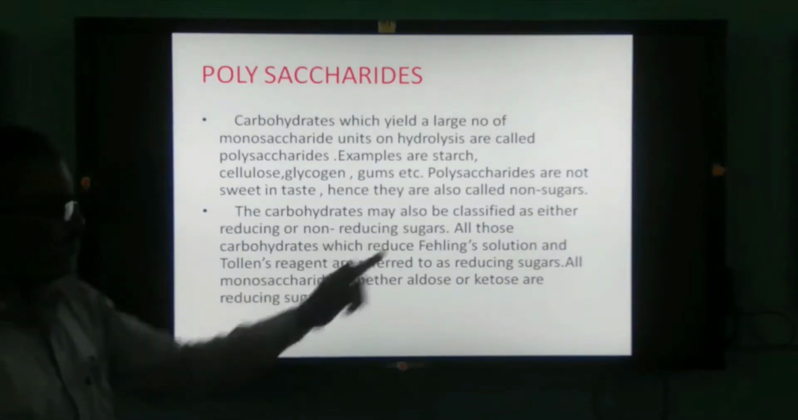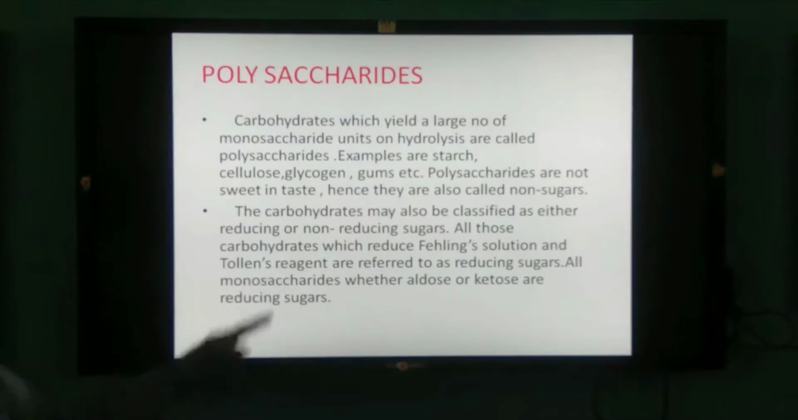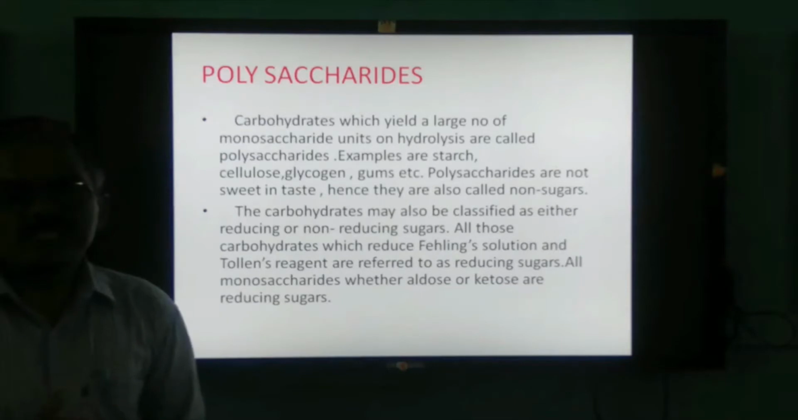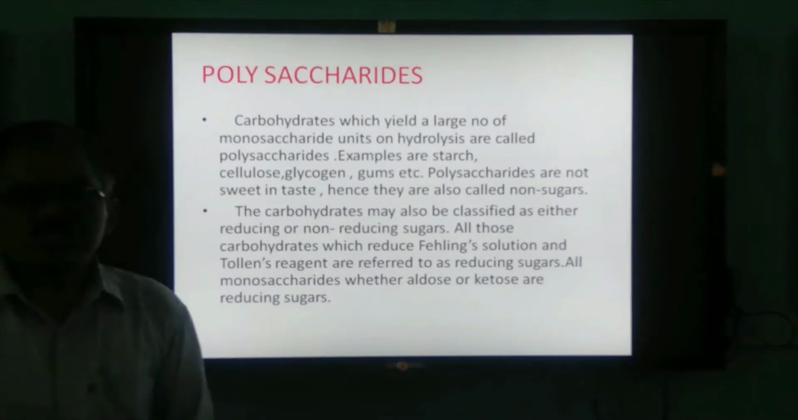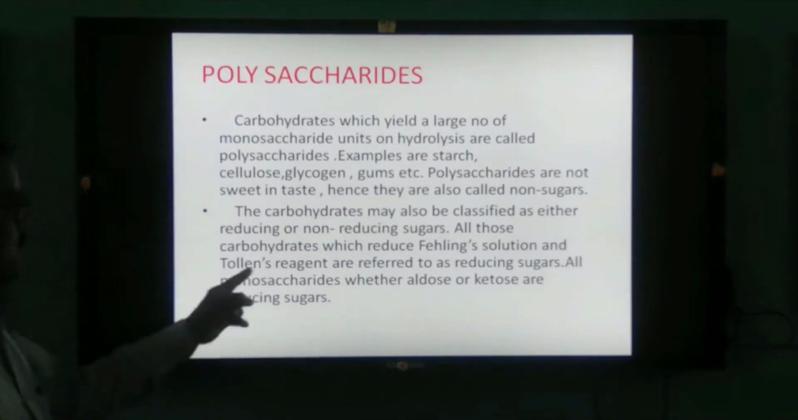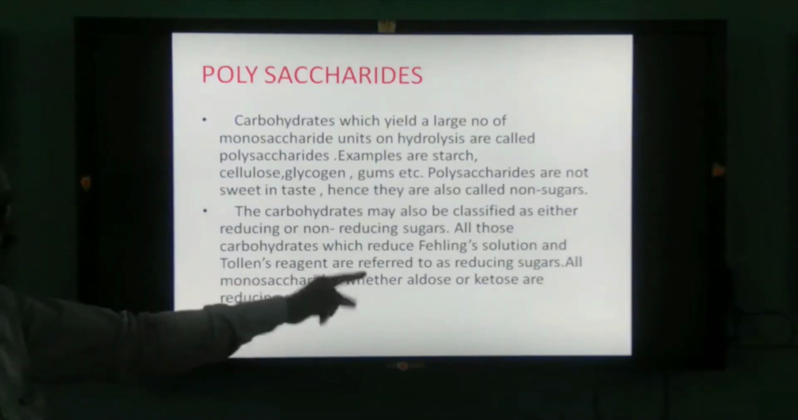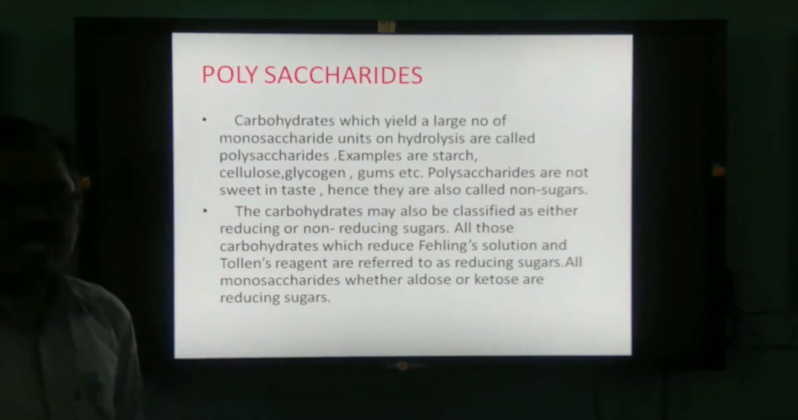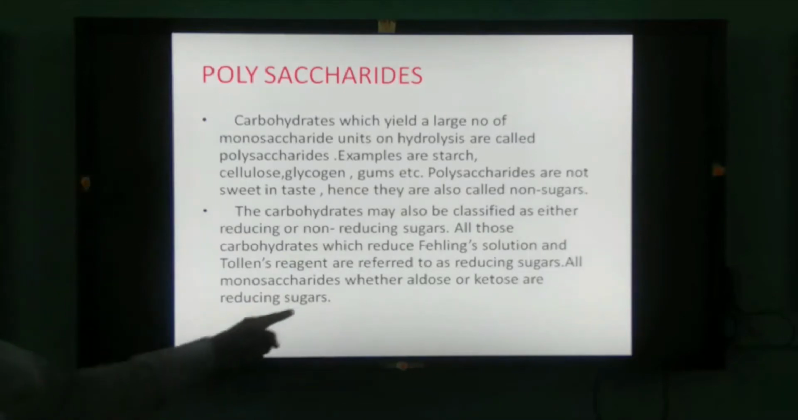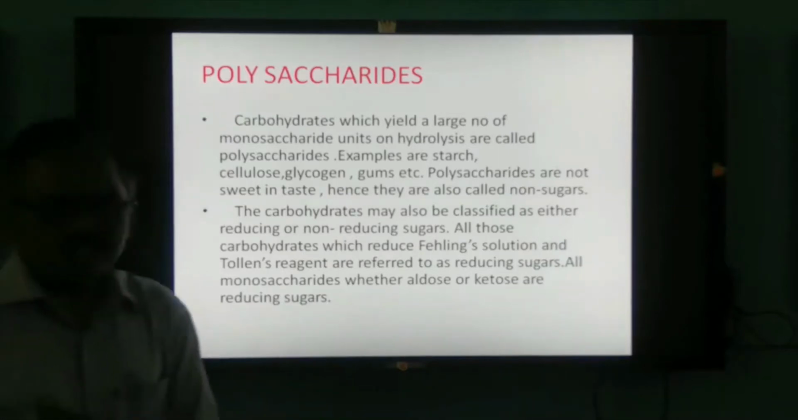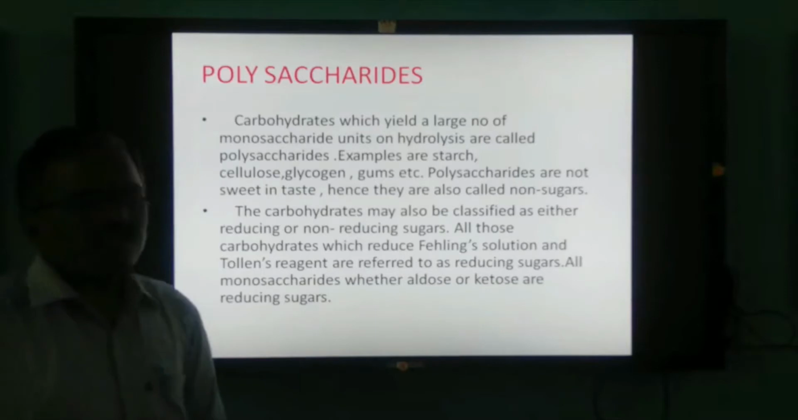Now, these carbohydrates may also be classified as non-reducing sugars or reducing sugars, depending on the group present. That means whether a free aldehyde group or free ketonic group is there, and whether they reduce Tollens' reagent and Fehling's solution. All those carbohydrates which reduce Fehling's solution and Tollens' reagent are referred to as reducing sugars. Otherwise, they are non-reducing sugars. For example, aldoses or ketoses, they are reducing sugars. That is, glucose and fructose come under reducing sugars.